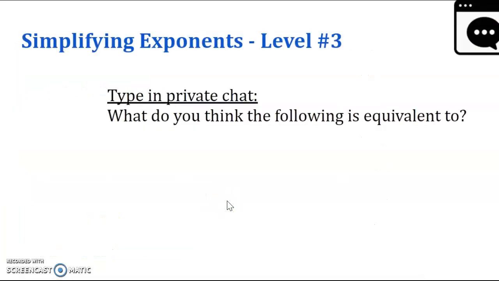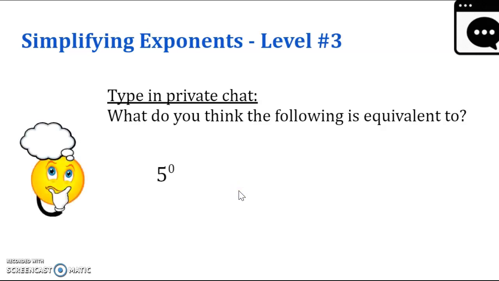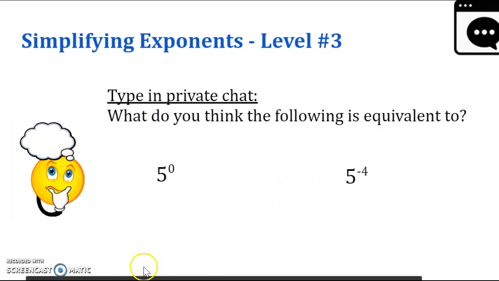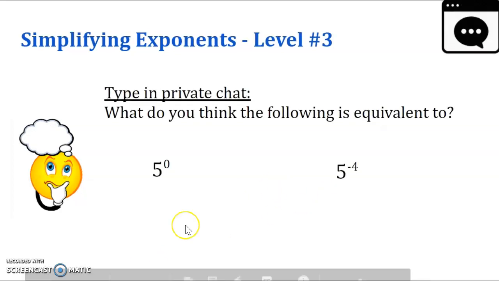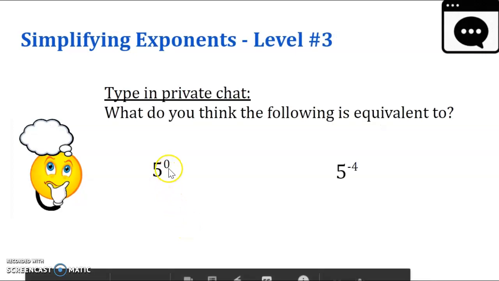Now let's bring simplifying exponents to another level. We're going to go into level 3. Okay, so I asked in class, what do you think this is equivalent to? And I wanted to get people's ideas as to what they thought this was equivalent to. Okay, so we are exploring the 0th power and a negative exponent.